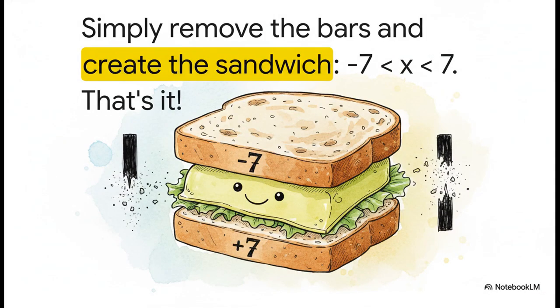Yep, you got it. It's that simple. You just drop the absolute value bars, take that 7 and use it to build your walls. The solution is just x is stuck between -7 and 7. And for a problem this basic, once you've written down the sandwich, you're literally done.